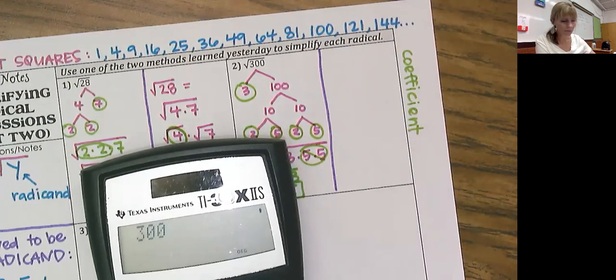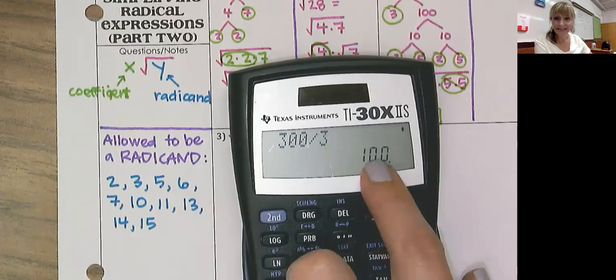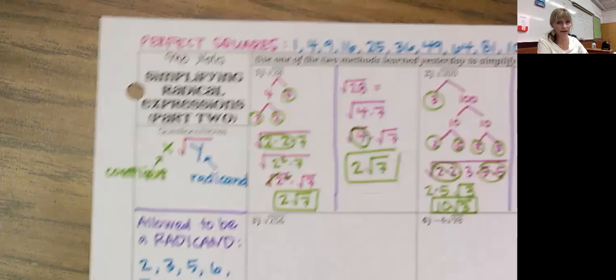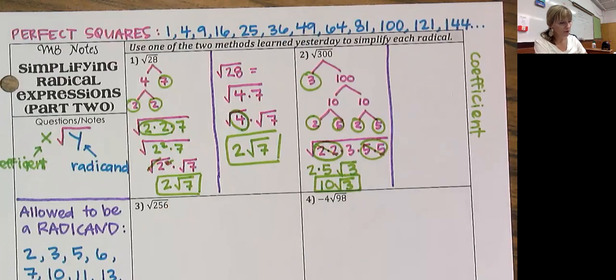300, let's go to the next one. 300 divided by 3. Is that a perfect square? It sure is. If you start dividing by these numbers that are allowed to stay inside the radical, you will find your factors more quickly. We'll keep practicing that as we move forward.